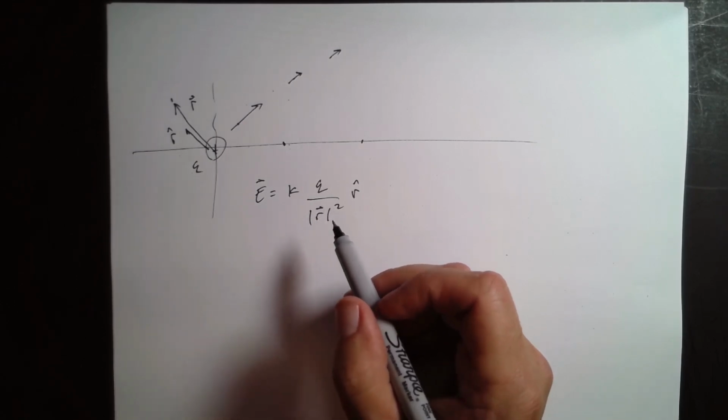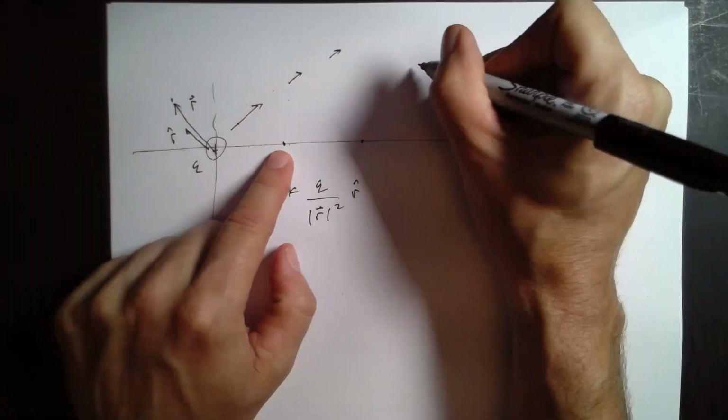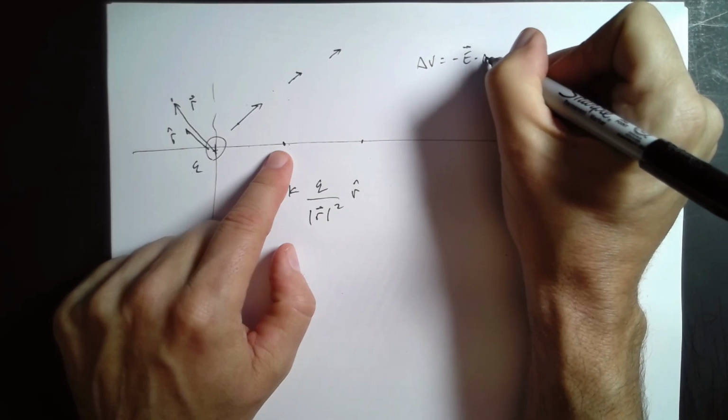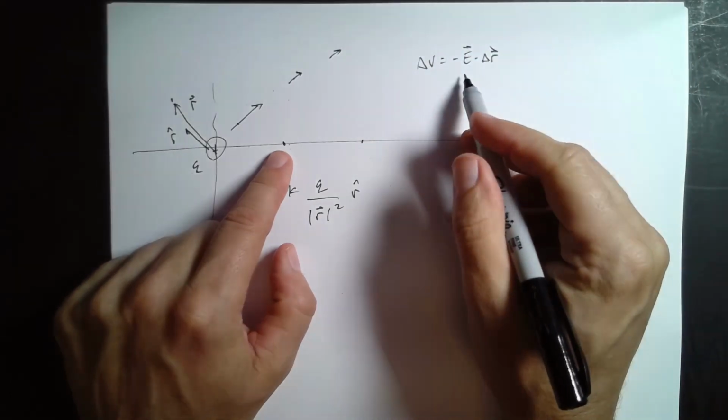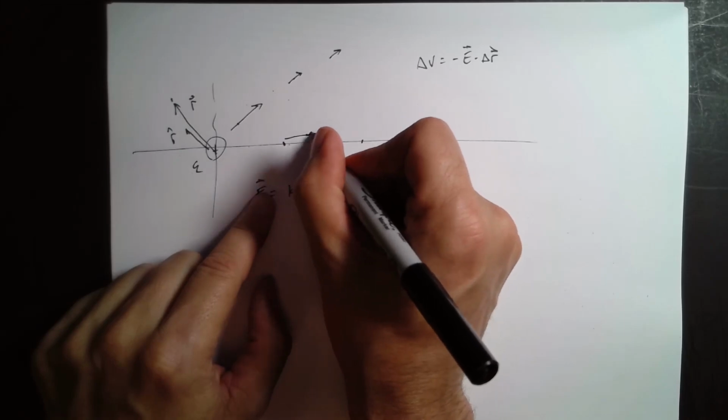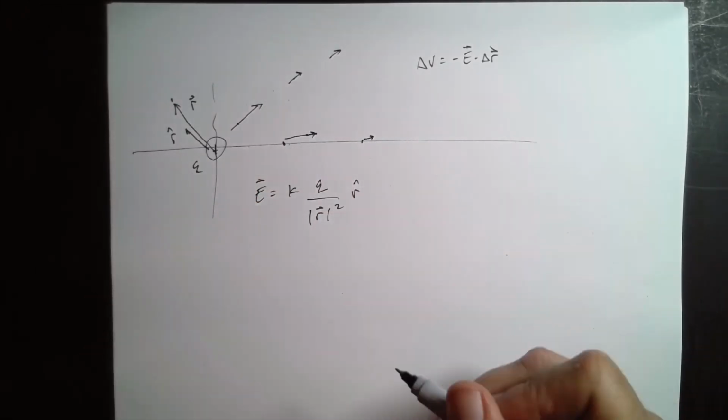That's important. But that means that I can't use this: delta V equals negative E dot delta r, because E is not constant, right? Going from here, the electric field would be like that. Right here, the electric field would be like that.